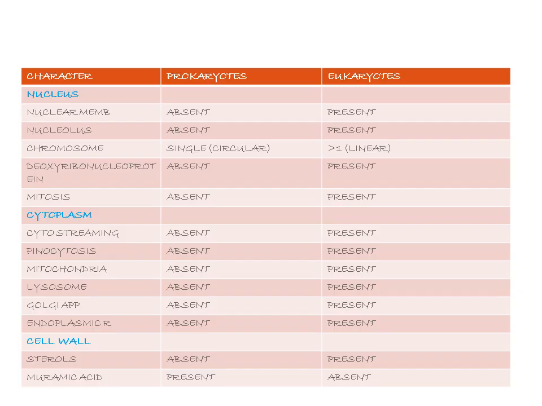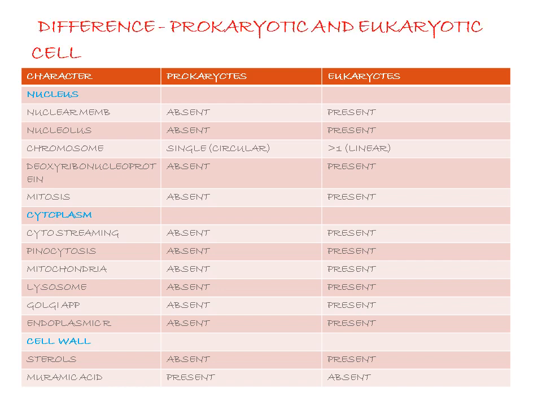Now coming to the differences between prokaryotes and eukaryotes. In this table, we can see the major differences at a glance. When we look at the nucleus, the nuclear membrane, nucleolus, DNA, and mitosis, these 4 factors are absent from prokaryotes but they are present in eukaryotes. When we look at the chromosome, we see that prokaryotes have a single circular chromosome whereas eukaryotes have more than one chromosome and that too linear in nature.